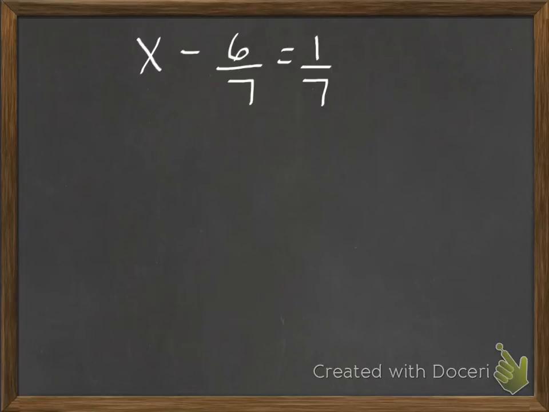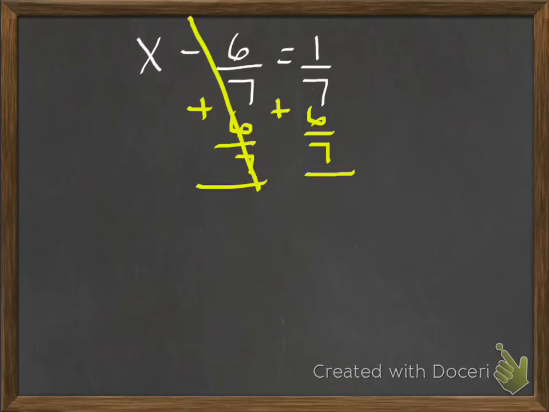6/7 is being subtracted from x. So how do you undo subtracting 6/7? Well, you add, because that's the opposite, 6/7. And you need to add 6/7 to both sides. So then we're going to cross that out because that was the whole purpose of that. And then we get our answer, which is 7/7.